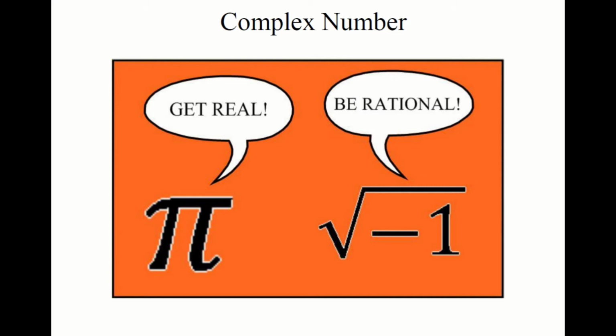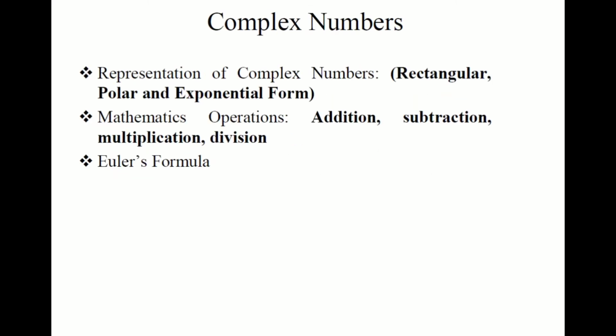Before we start with Chapter 1 on sinusoids and phasors, I'm going to do a revision on complex numbers. So let's look into this. What is a complex number? A complex number can be represented using rectangular, polar, and exponential forms. In mathematical operations, complex numbers can do addition, subtraction, multiplication, and also division, similar to normal numbers.